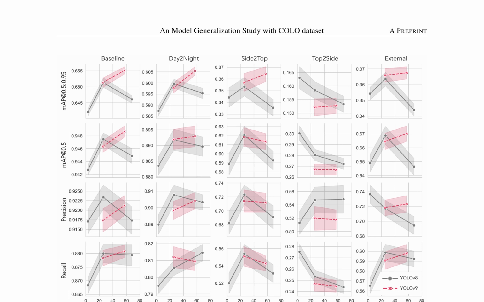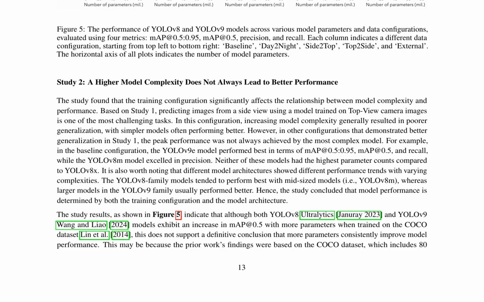YOLOv8 and YOLOv9 models are assessed across a spectrum of model parameters and data configurations, yielding results that indicate different model architectures exhibit distinct performance trends with varying complexities. YOLOv8 family models tend to excel with mid-sized models, whereas larger models in the YOLOv9 family generally perform better. The research concludes that model performance is determined by both the training configuration and the model architecture. This underscores the importance of understanding the interplay between these factors to optimize object detection tasks.